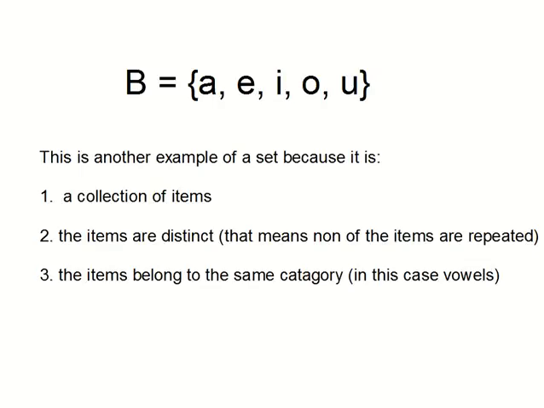Set B equals A, E, I, O, U. This is another example of a set because it is, 1. A collection of items. 2. The items are distinct. That means none of them are repeated. And 3. The items belong to the same category. In this case, vowels.